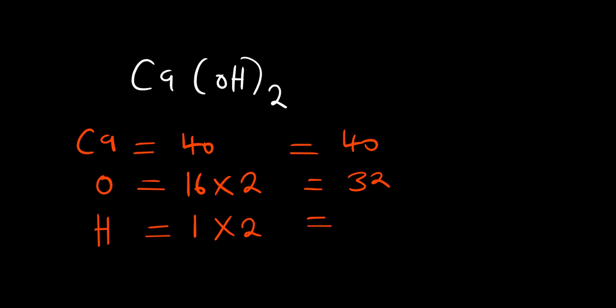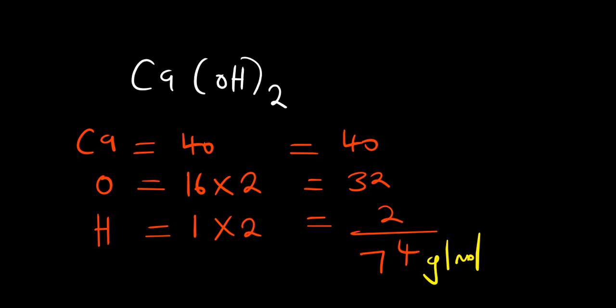Then I'm supposed to add 2 plus 2, that is 4. Then 40 plus 32 plus 4 is 74, yeah. But now you have to express it in terms of molar mass. That would be grams per mole. So basically that, very important for us to understand.